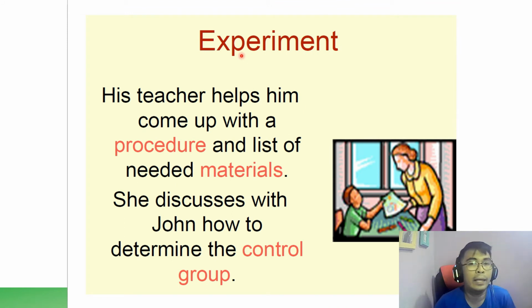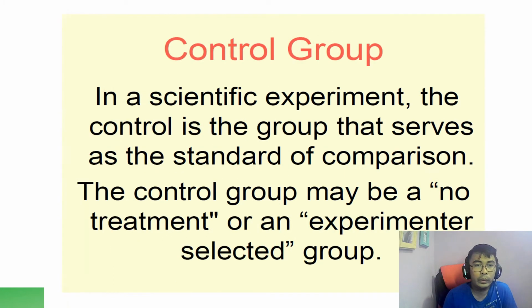Now, after that, you need to understand the key term, experiment. His teacher helps him come up with a procedure and list of needed materials. She discusses with John how to determine the control group. So now, it's a control group. In a scientific experiment, the control group is the group that serves as the standard of comparison. The control group may be a no treatment or an experimenter selected group. So from the term itself, control, this is the group wherein wala kang ginagawa, diba? Okay, this is different from the experimental group.